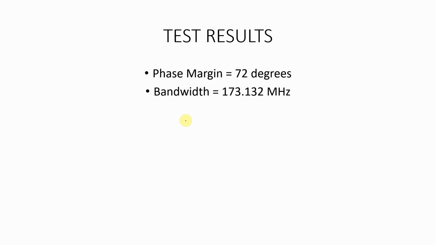So the test result of this quad op-amp is as follows. The phase margin is 72 degrees and the bandwidth is 173 MHz. The phase margin increased drastically with respect to our initial op-amp design because of the parasitic capacitance effects and also resistance effects, as well as the bandwidth decreased slightly because of these parasitic effects.